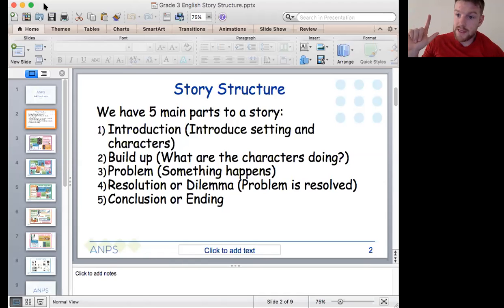The second part is the build-up. What are the characters doing? The third part is the problem. So something happens. Fourth is the resolution of the problem. So the problem is resolved. And the fifth part is the conclusion or the ending, where you finish the story. Okay, we've gone through the slides before, guys, all right? So we'll go through them again very, very quickly.